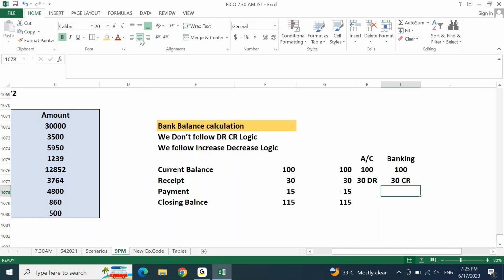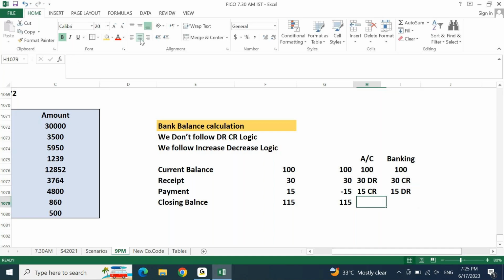So considering this logic, your receipt is debit according to accounting, receipt is credit according to banking. On the other side, what about payment? Your payment of 15, according to accounting, is debit or credit? Credit. Clear? This is credit. Same 15, according to banking, will it be debit or credit? Debit. This will be debit.